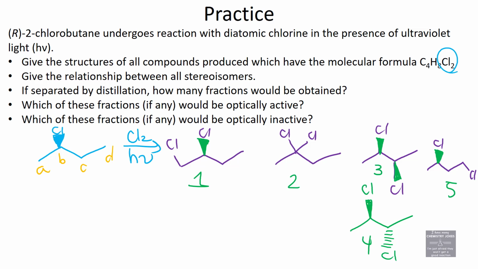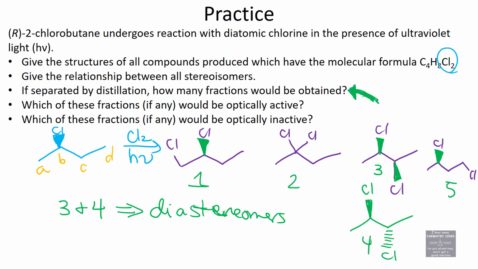Give the relationship between all stereoisomers. Number 1 question, which things are stereoisomers? Only 3 and 4 are stereoisomers, and 3 and 4 are diastereomers. If separated by distillation, how many fractions would be obtained?